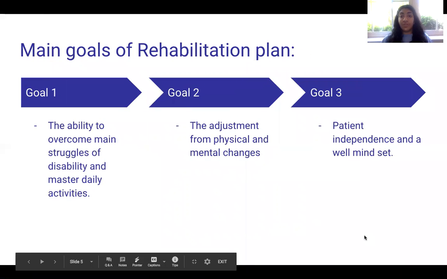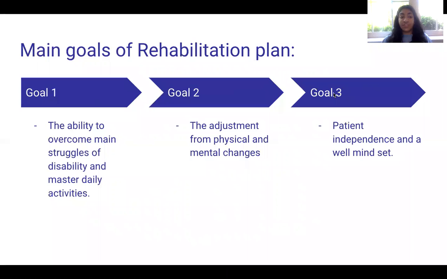So, the main goals for the rehabilitation plan. Goal 1 is the ability to overcome the main struggles of disability and master daily activities in life. Goal 2 is to help him adjust to physical and mental changes. And goal 3 is patient independence and a well mindset.